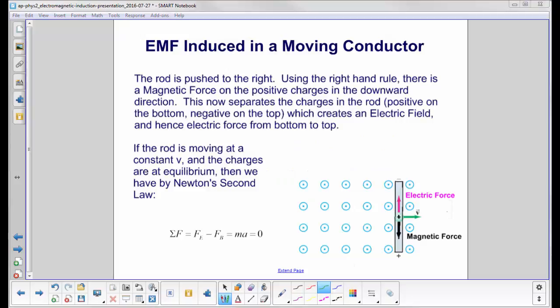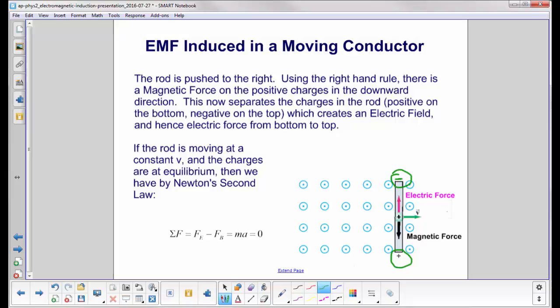The rod is pushed to the right. We will use the right-hand rule to find out the direction of the magnetic force on the positive charges in the rod. So the velocity is in this direction, the magnetic field is coming out of the board, so there will be a magnetic force on the positive charges moving them down to the bottom. And you can see we have this plus here, and as the positive charges go here, they leave behind a negative charge up here. Well, what do we have now?